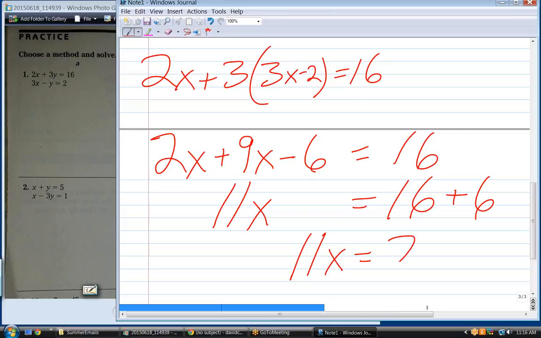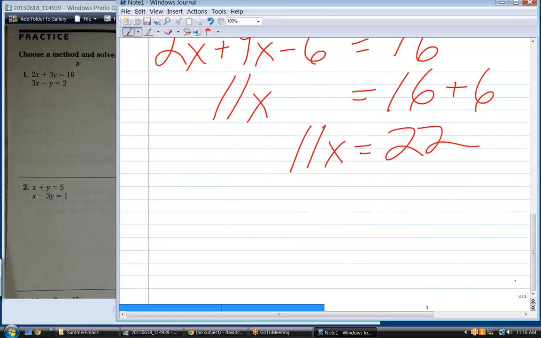Sorry, it's 20. Okay. Now what's the final step of solving this equation? Divide by 11. In other words, right now the 11 is multiplying the x. So you always have to do the opposite.